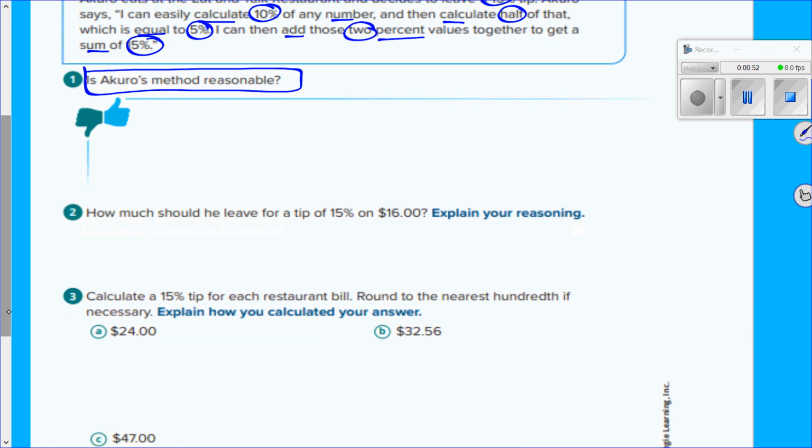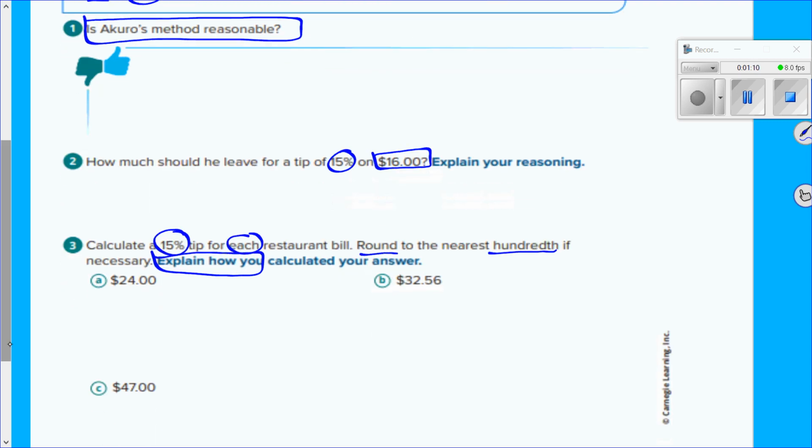Regardless of how you feel, then calculate a 15% tip on the $16 check, and then you can do a 15% tip for each of the others. Here's a key: round to the nearest hundredth if necessary, and then explain how you calculated it. So you've got 3 different amounts to calculate the tip for. Questions on what you're doing? Okay, we'll give you guys about 7 minutes.